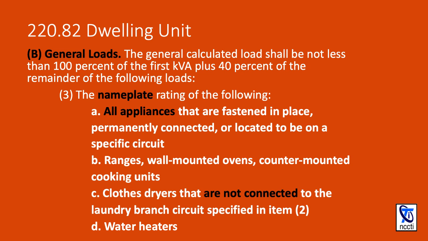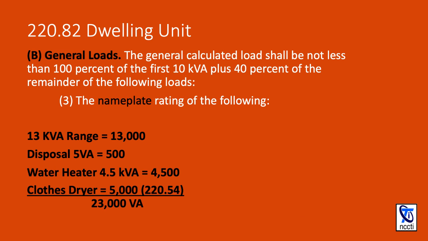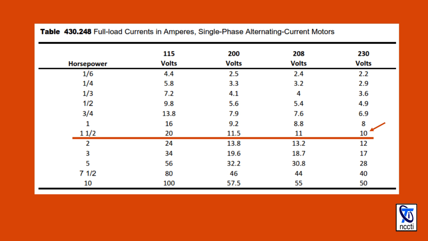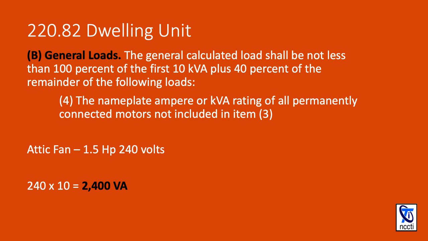Number 3, add up all the nameplate ratings of all appliances fastened in place. We add up the range, waste disposal, water heater, clothes dryer, and it comes up to 23,000 VA. Number 4, now calculate the volt-amps for a 1.5 horsepower, 240 volt attic fan. In your code books, turn to Table 430.248, and we find that the amps are equal to 10. Now using simple Ohm's law, 240 times 10 amps equals 2,400 VA.